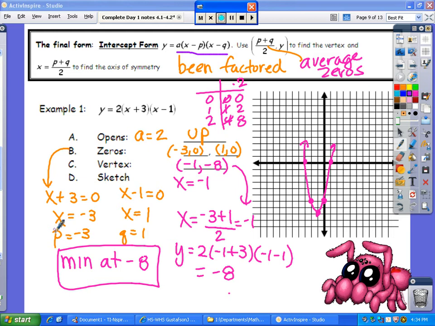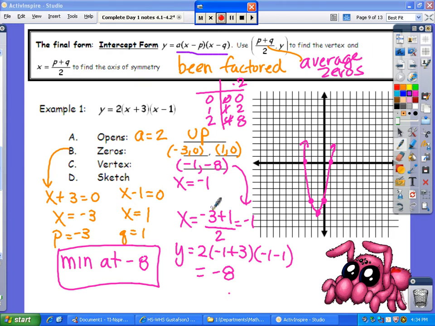They've changed the variables to p and q. Alright, so now we need to find the vertex. So this is work in pink. Now, to find the vertex, we're going to add p plus q and divide by 2. But another way to remember this is we're just averaging our zeros. That's how we find the x value of the vertex.